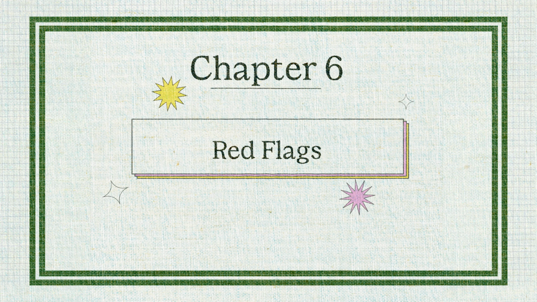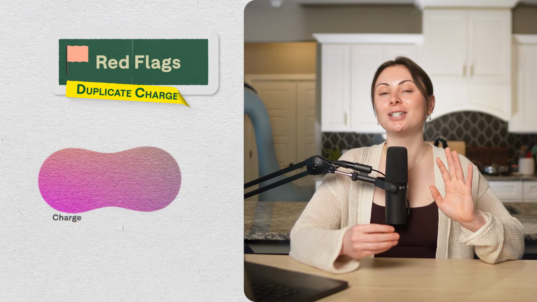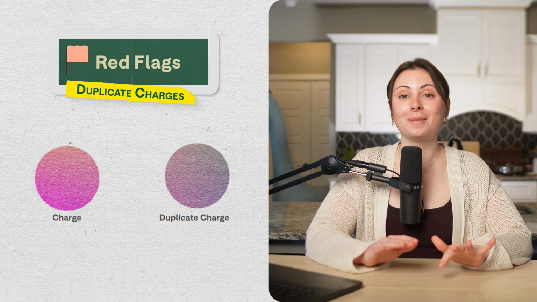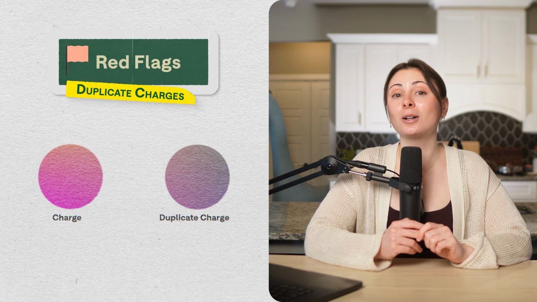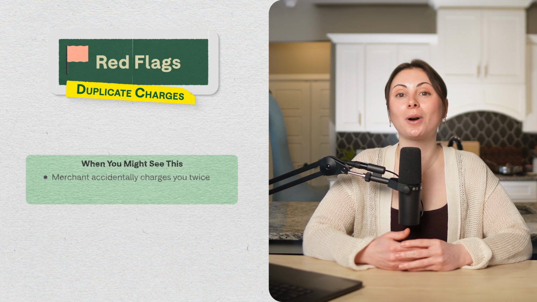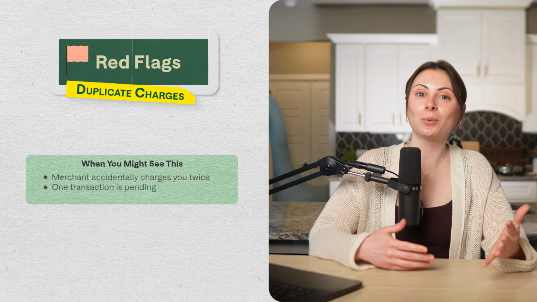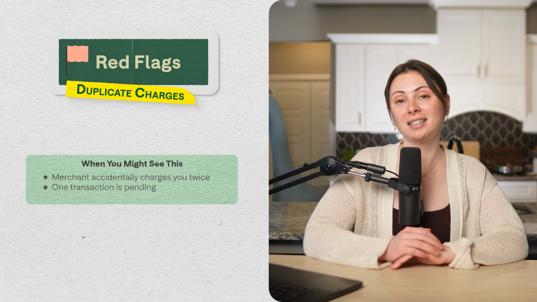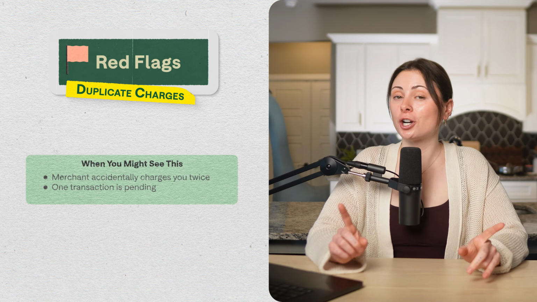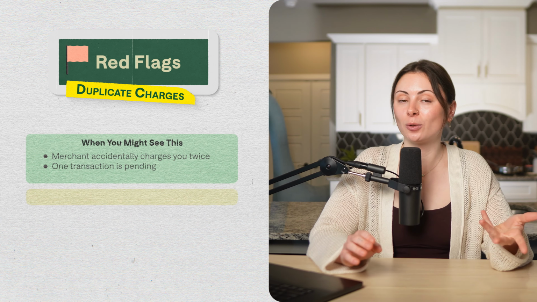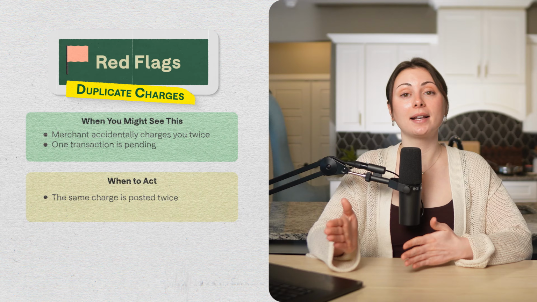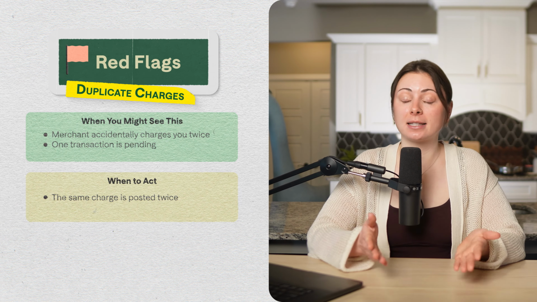Now let's go through a few bank statement red flags. Number 1, duplicate charges. This is more common than you think, which is why it's important to not completely ignore your bank statement. Sometimes this happens because a merchant accidentally charges you twice, or because one transaction is still pending while another version has already been posted. So before you panic, check whether both charges have actually cleared or if one is still pending. But if you see the same charge twice and both transactions have posted, that's when you want to take action.